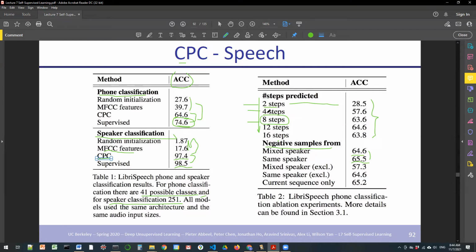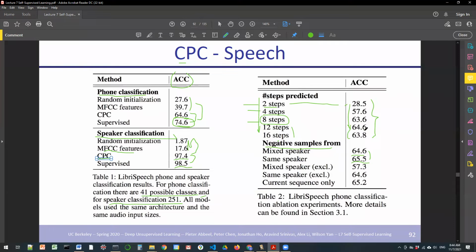So if you look at this, it means up to 2 steps, you're only getting 28.5, up to 4, it increases, up to 8, increases still further, up to 12, it increases even more slightly, but you can see the increase dropping as we go up. And then when you go from 12 steps to 16 steps, it actually reduces.